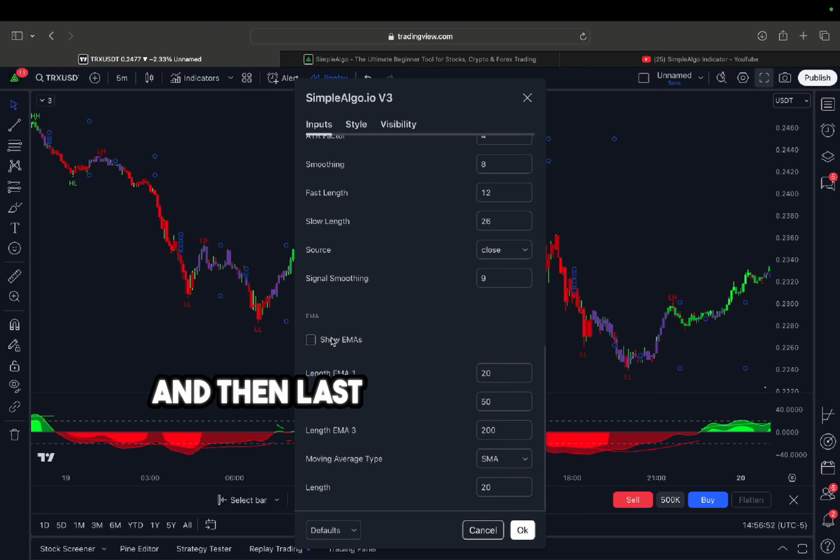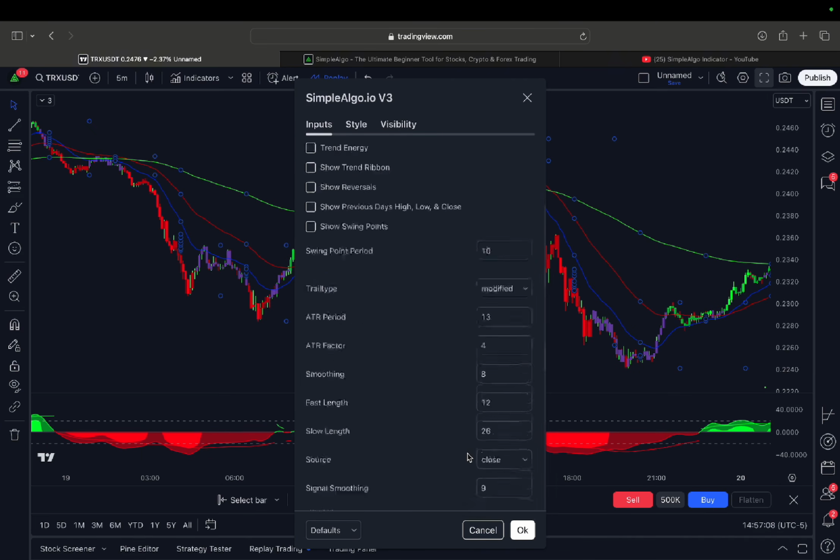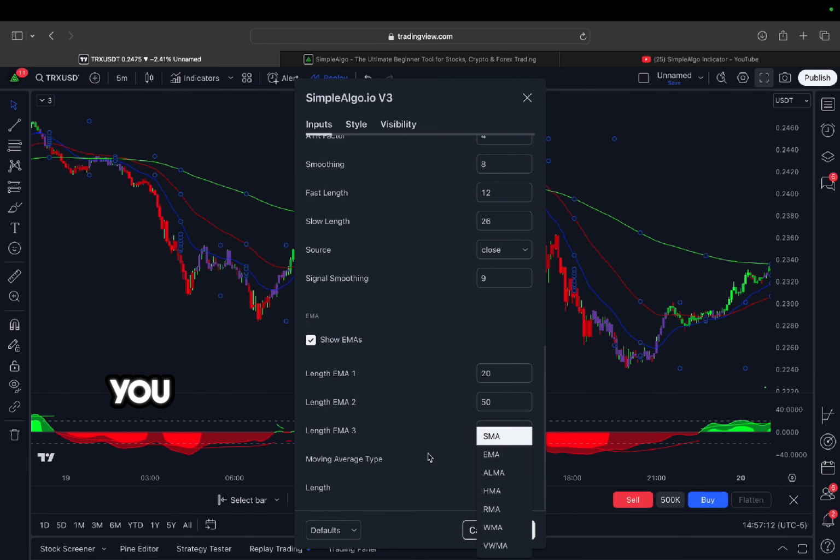And then last but certainly not least, I use this one the most. It's show EMAs, and it allows you to put up to 3 different exponential moving averages on your chart. And it actually doesn't have to only be an exponential moving average. You could choose from a bunch of different moving averages, volume weighted, simple moving averages, whatever.